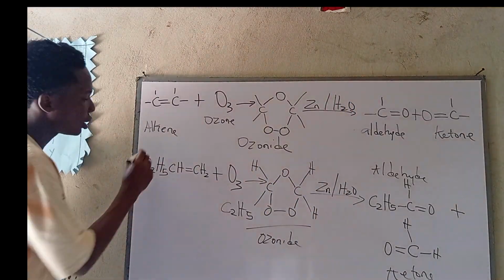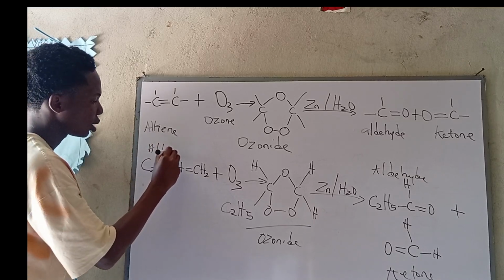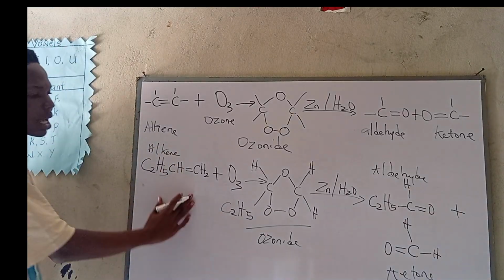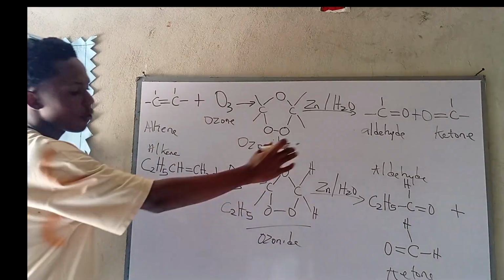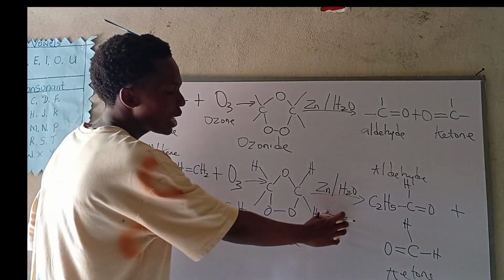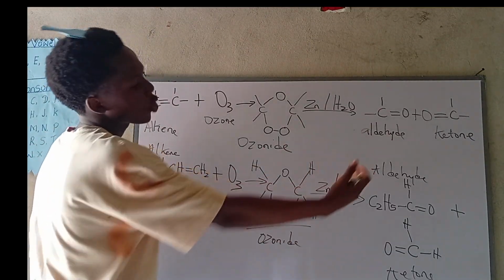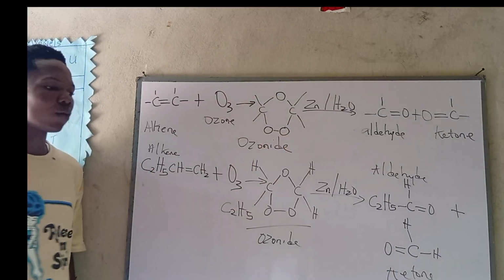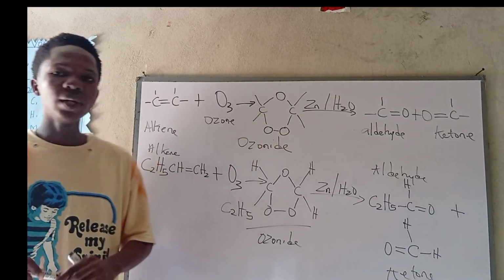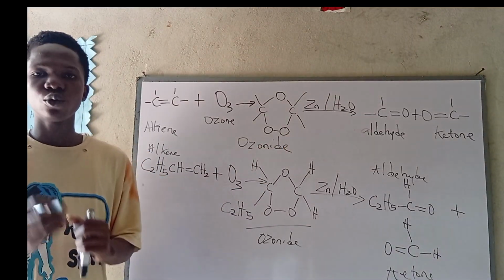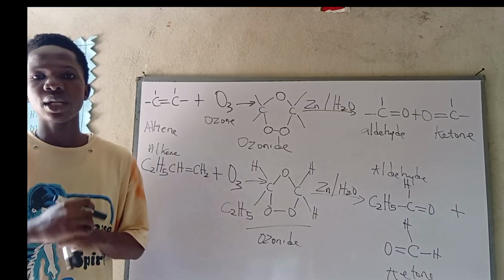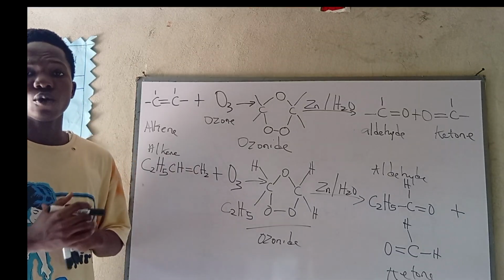So our alkene here reacts with our ozone to give us our ozonide, and in the presence of our zinc and water, gives us the corresponding aldehyde and ketone. So doing this is very, very easy. You have to follow it step by step. Pay good attention, and that's all. Thank you for watching.